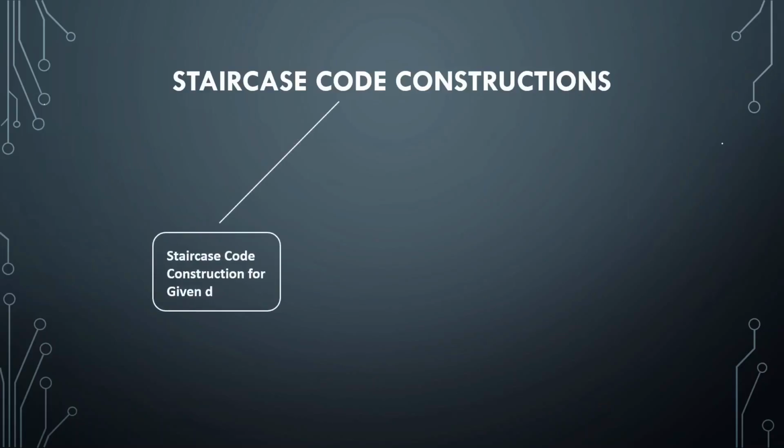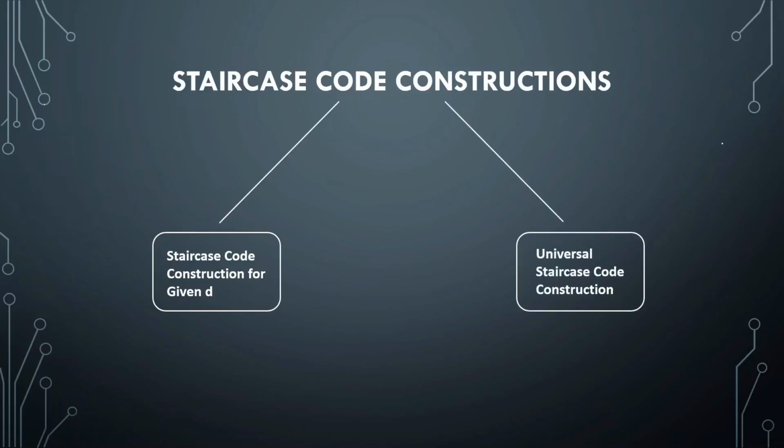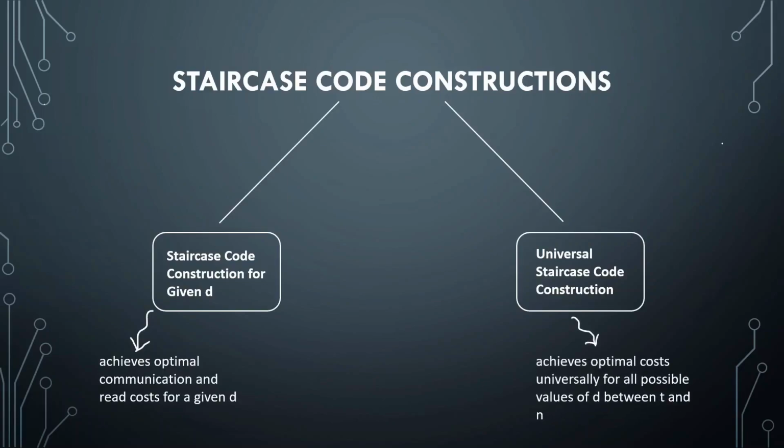We are going to discuss two major types of constructions. One is the staircase code construction for a given D, whereas the other is the universal staircase code construction. One achieves optimal communication and read cost for a given D, whereas the other achieves optimal cost universally for all possible values of D between T and N. Now let us look at each construction in depth.